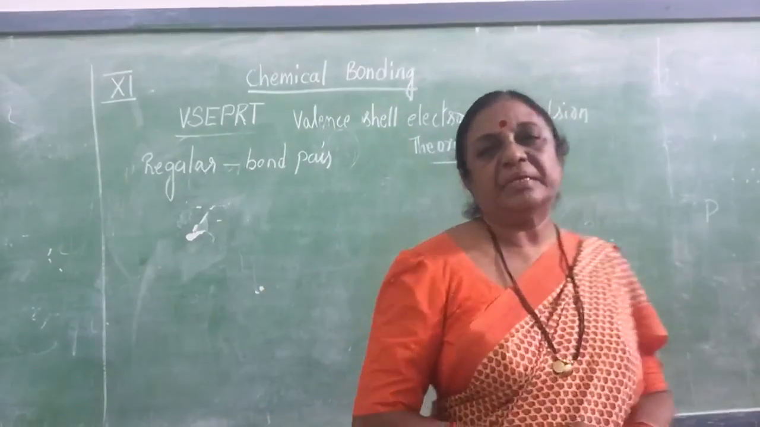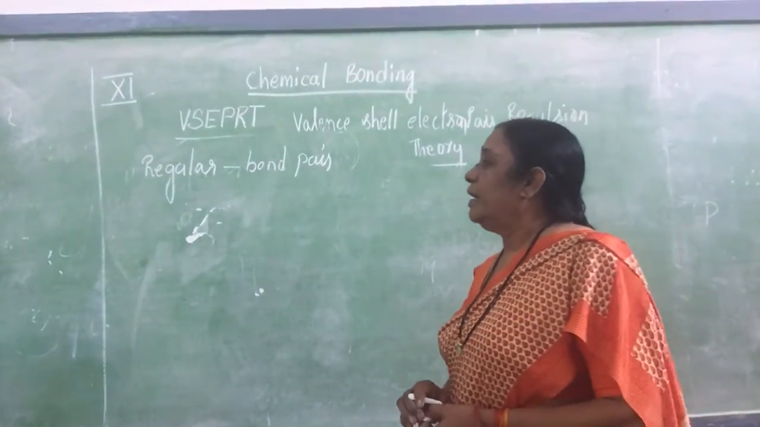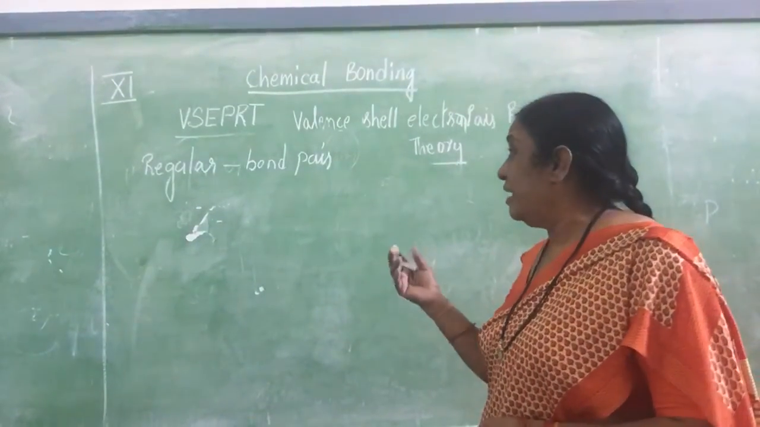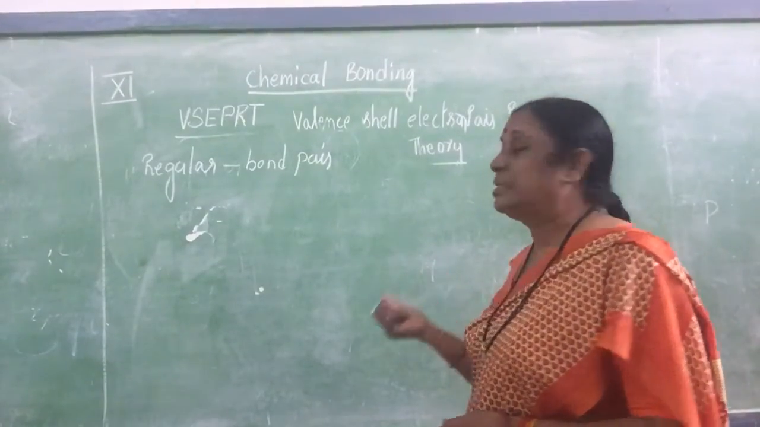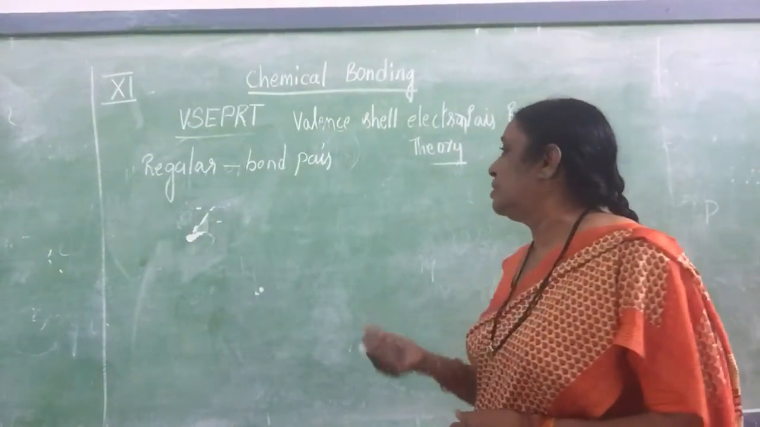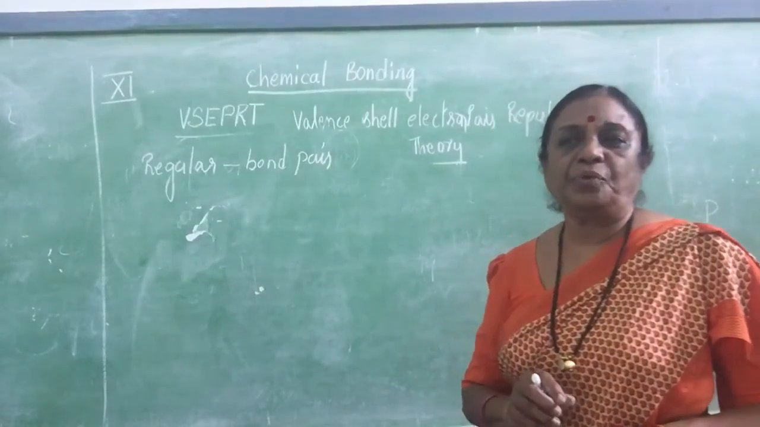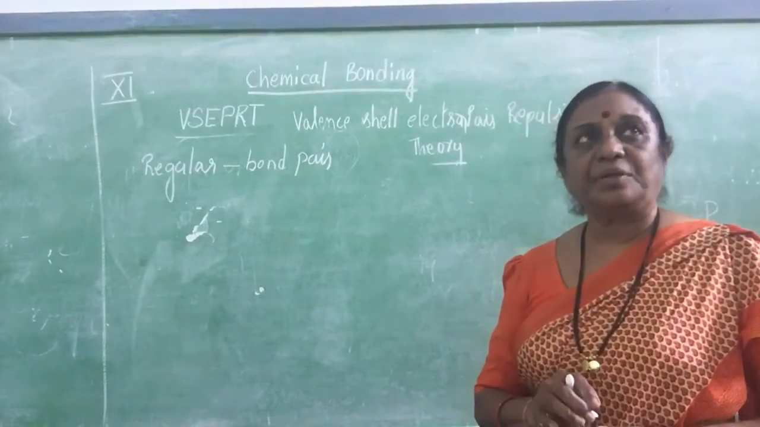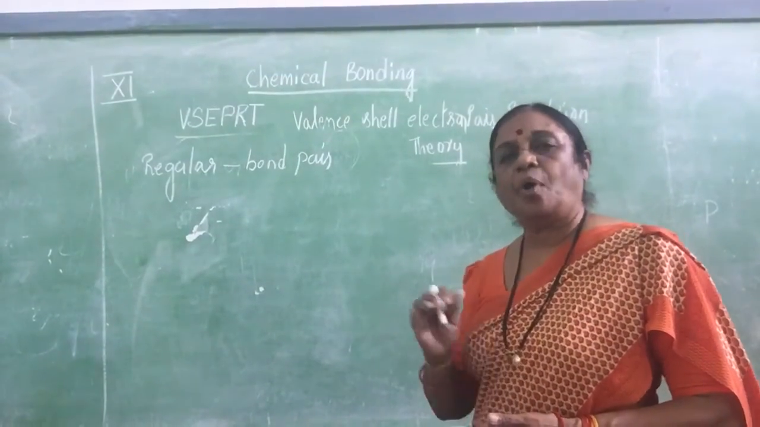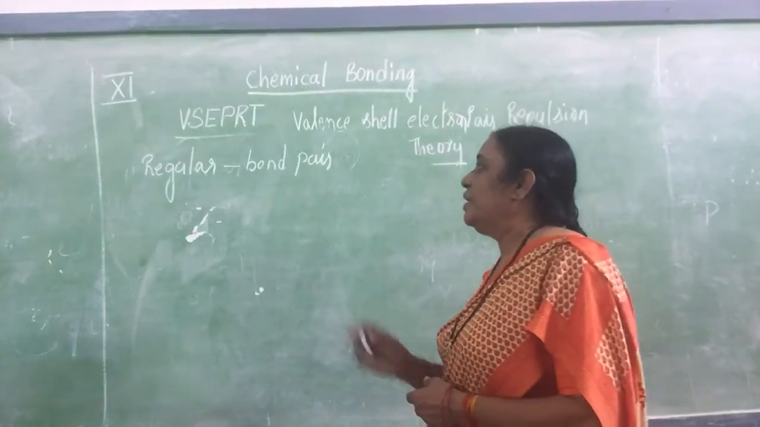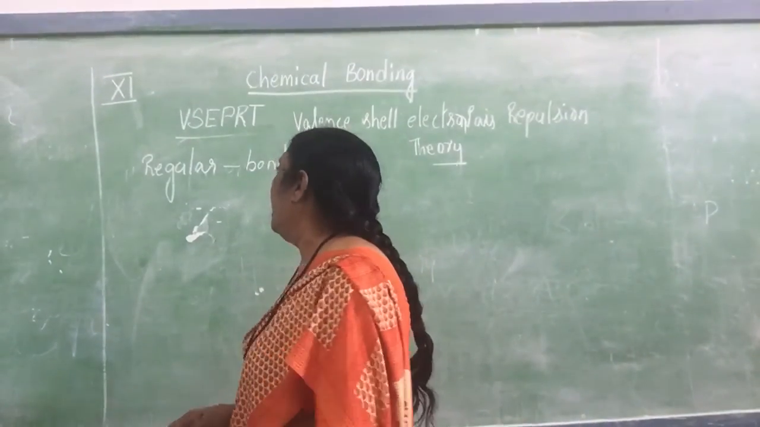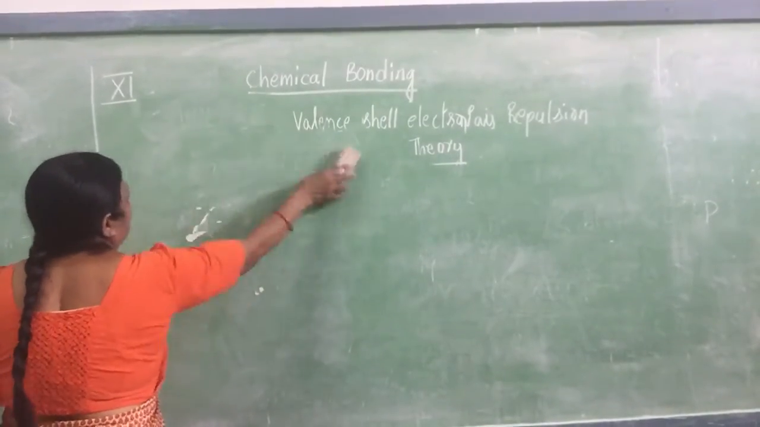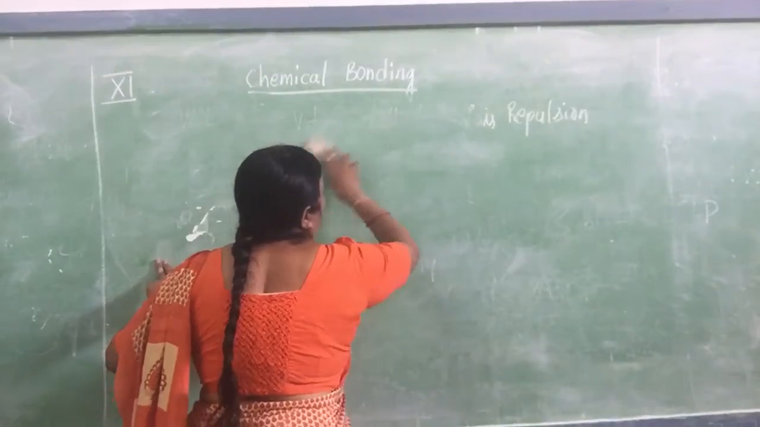Good morning, children. Let us start the continuity of the valence shell electron pair repulsion theory. Yesterday I explained what is valence shell electron pair repulsion theory and the geometries of two types, regular and irregular geometry. In regular geometry, only bond pairs of electrons are there, and in irregular, bond pairs are there, lone pairs are also there. Let us start regular geometry. Regular geometry has only bond pairs of electrons.